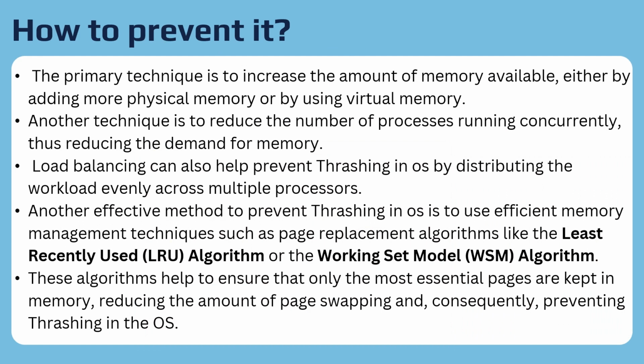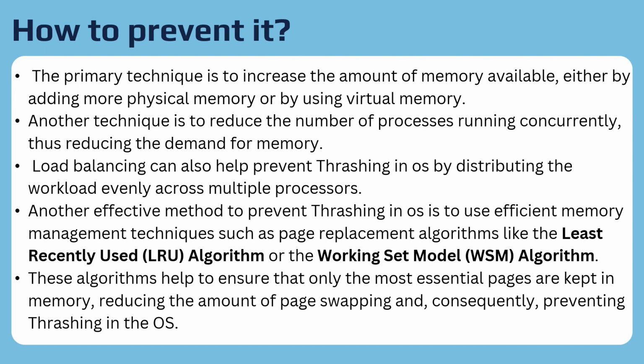Now that we have discussed what thrashing is and what causes it, we should also discuss how to prevent it from happening in the first place. The primary technique is to increase the amount of memory available, either by adding more physical memory or by using virtual memory. Another technique is to reduce the number of processes running concurrently, thus reducing the demand for memory.